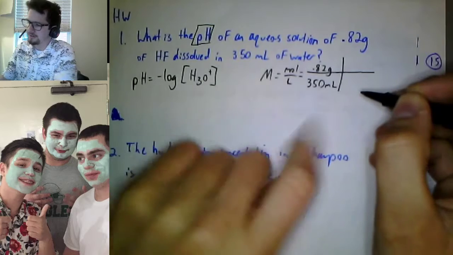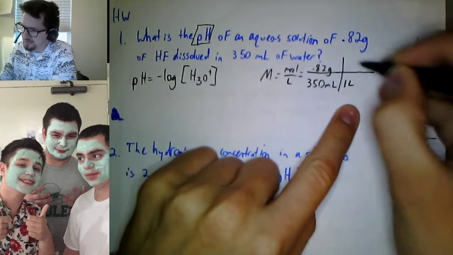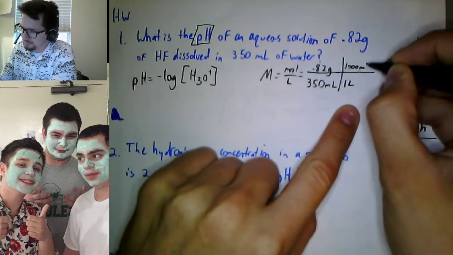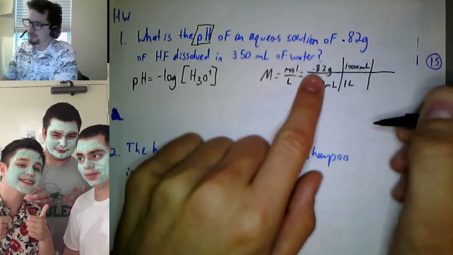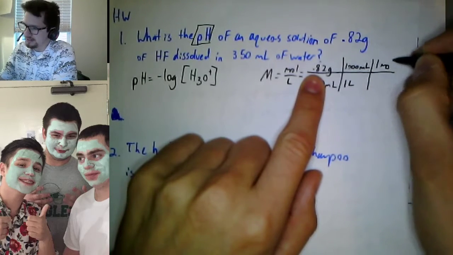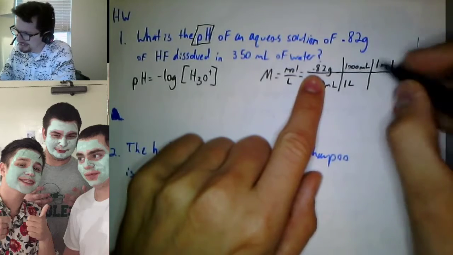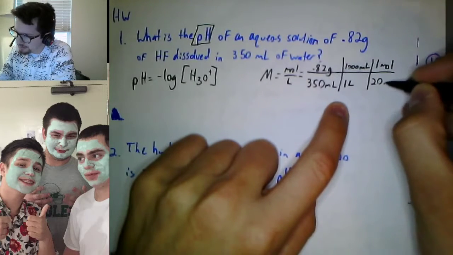And I'm going to have to convert. How do I get from milliliters to liters? We've done that a million times. How do I get from grams to moles? I have to divide by the molar mass, which for HF is 20.01.